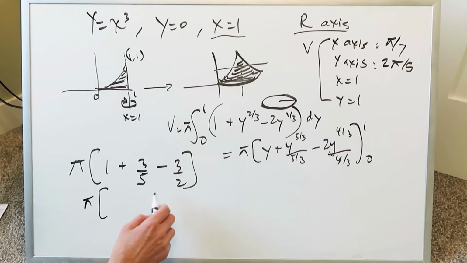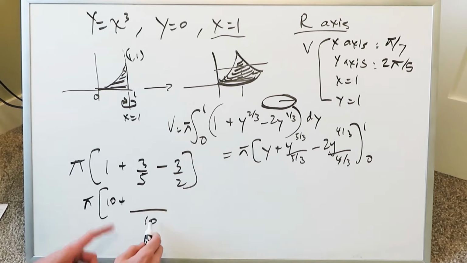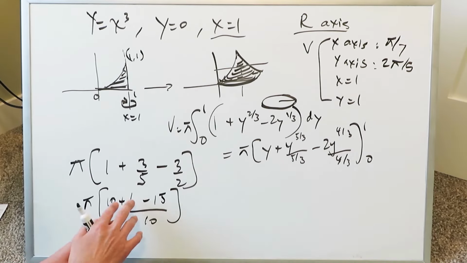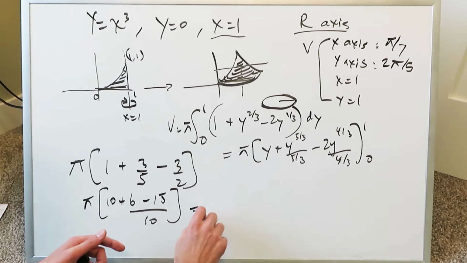You can do a common denominator here of being a 10. You'll have 1 going in 10 times, plus 5 goes in 10 2 times, 6 minus 2 goes in 10 5 times, 15. And then when you do this 10 plus 6, 16 minus 15 is a pi over 10.